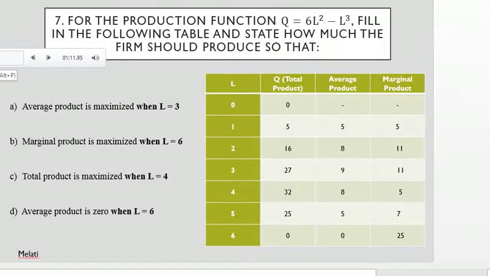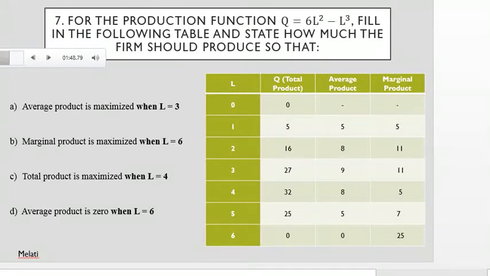The next question is about production functions. Q equals 6L^2 minus L^3. Fill in the following table and state how much the firm should produce. The table consists of L, Q, average product, and marginal product. How to find Q? We can use the function that has been given. If L is 1, we put it in the function, so it becomes 6 times 1 squared minus 1 cubed. So we get 5. And the same for the rest.